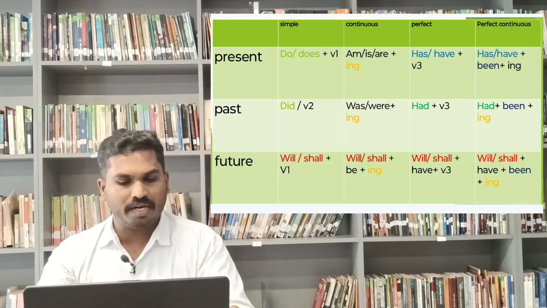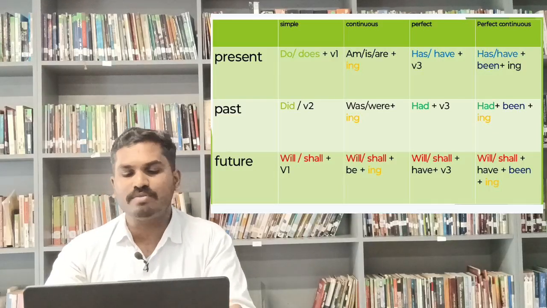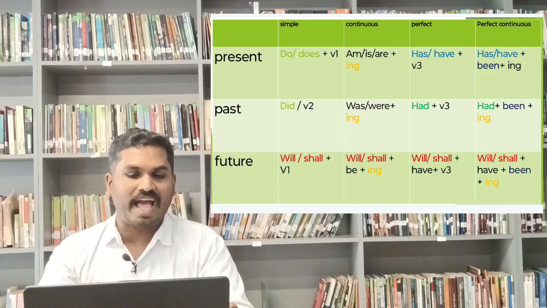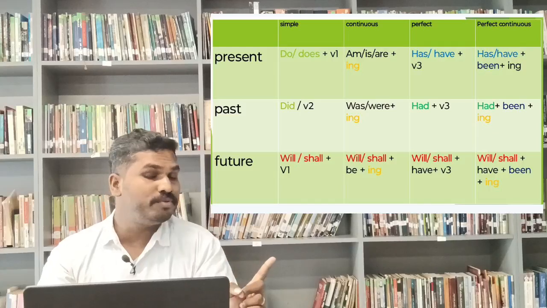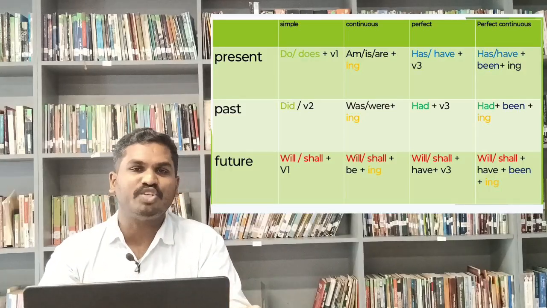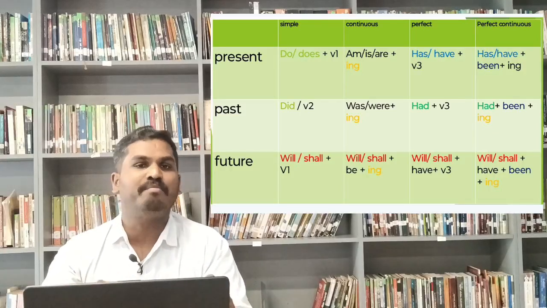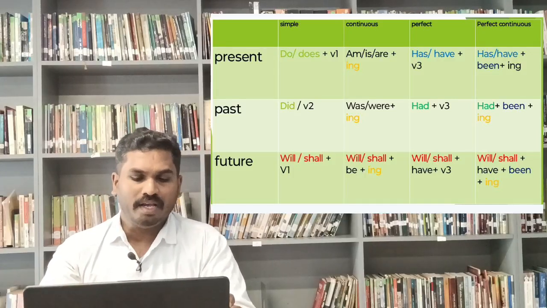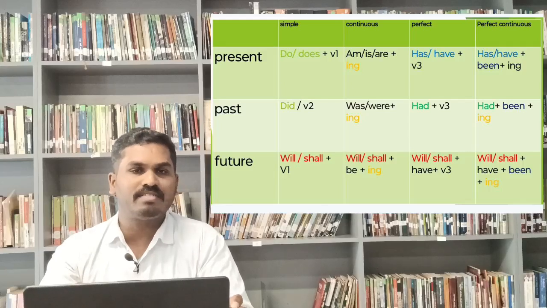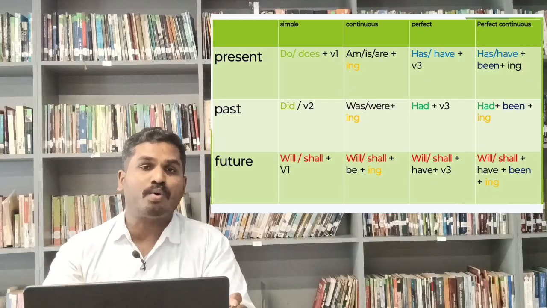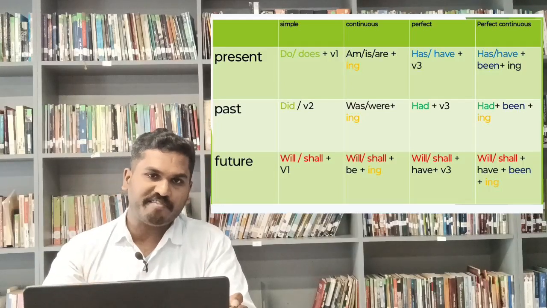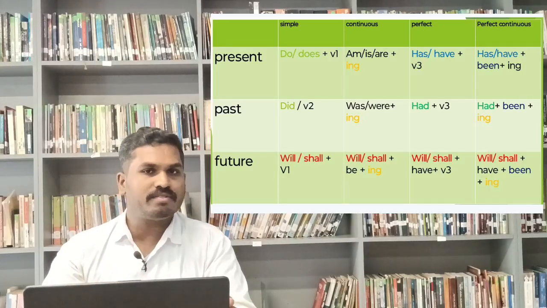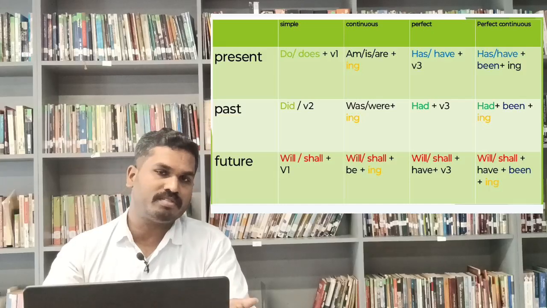In the future continuous tense, we use will or shall plus be plus ing. The is, am, are, was, were we used in present and past change into the parent form of be. Be is the parent form of is, am, are, was, were. So we use this parent form be with the future continuous tense, and since it is continuous, we use the ing form, the progressive form.